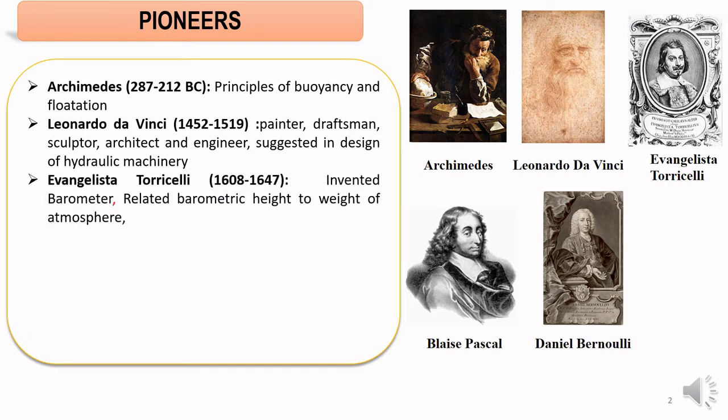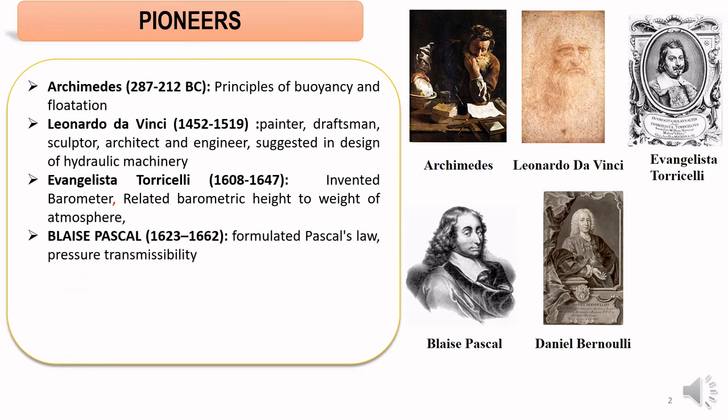Evangelista Torricelli was an Italian scientist who was the first man to create a vacuum and to discover the principle. He invented the barometer. He also related barometric height to the weight of the atmosphere.